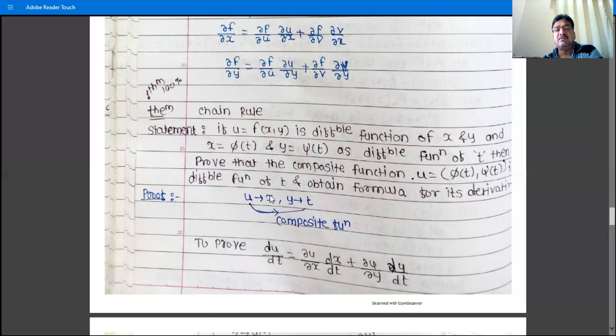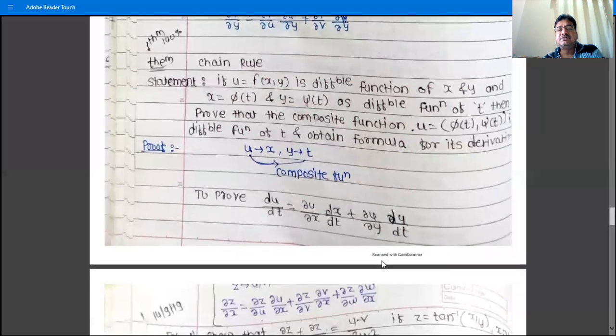u is a function of x and y, and x and y are functions of t, and therefore u is a composite function of t, and therefore we write its derivative as du by dt. Why notation d? Because u is a single variable function of t. But if we consider u as a function of x and y, then it is a two variable function, so the derivative of u with respect to x and y is denoted by partial u by partial x dx by dt, where x is a function of the single variable t, plus partial u by partial y dy by dt. So this is the chain rule, and now we have to show this.